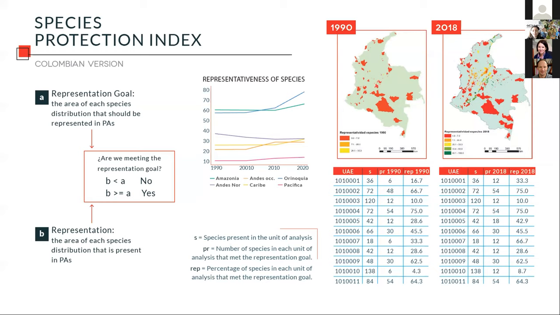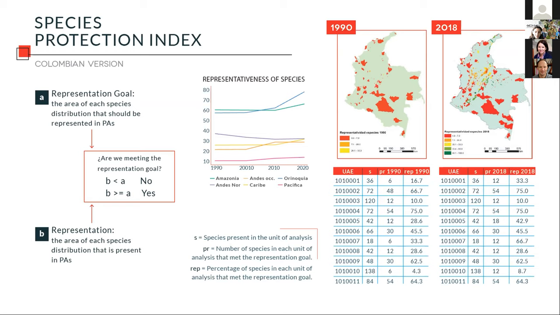I'm going to jump to the tables to show you how we are doing this in Colombia, in association with the national system of protected areas and their new policy. This indicator is called bien representado in Spanish in Colombia, but the national unit of protected areas has identified some units of analysis that are important for their organization and decision making.